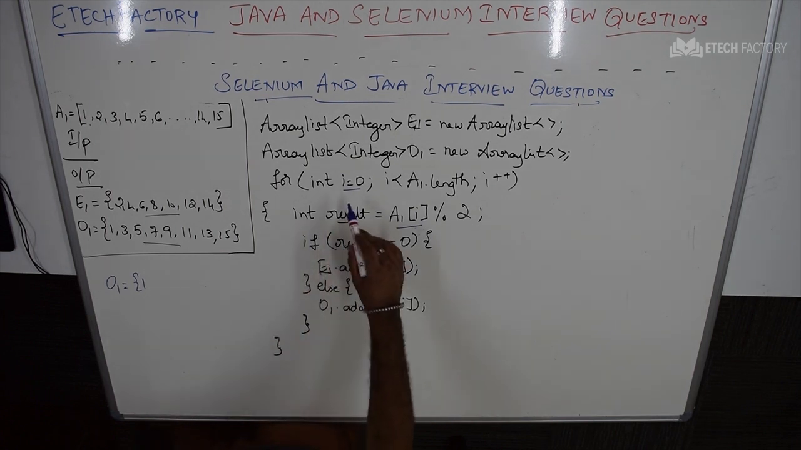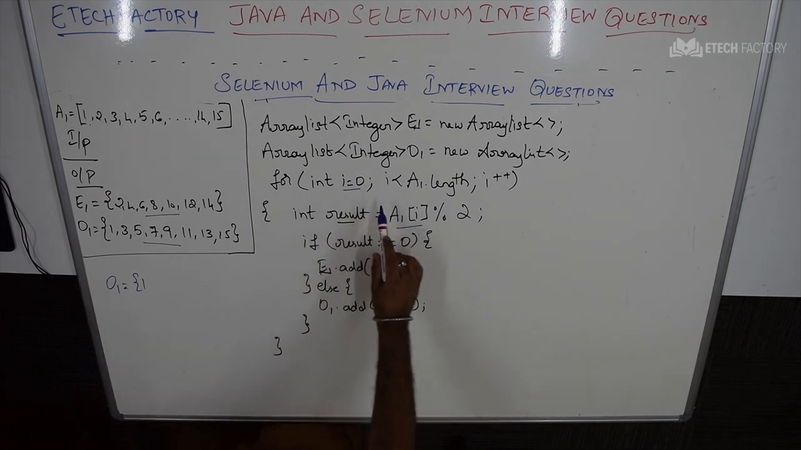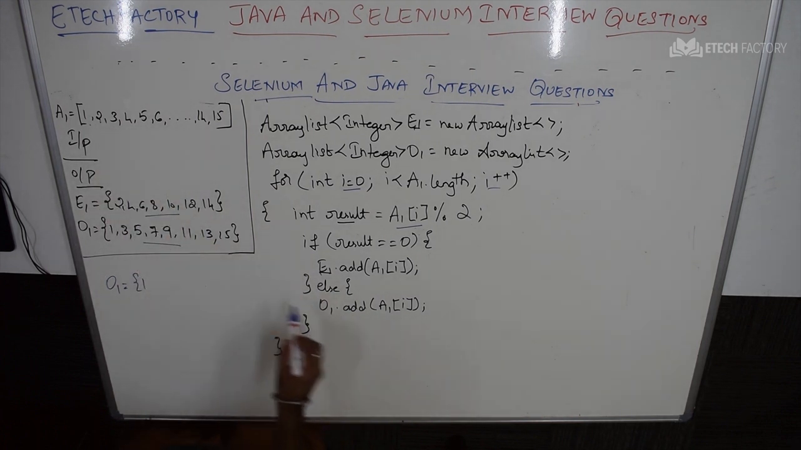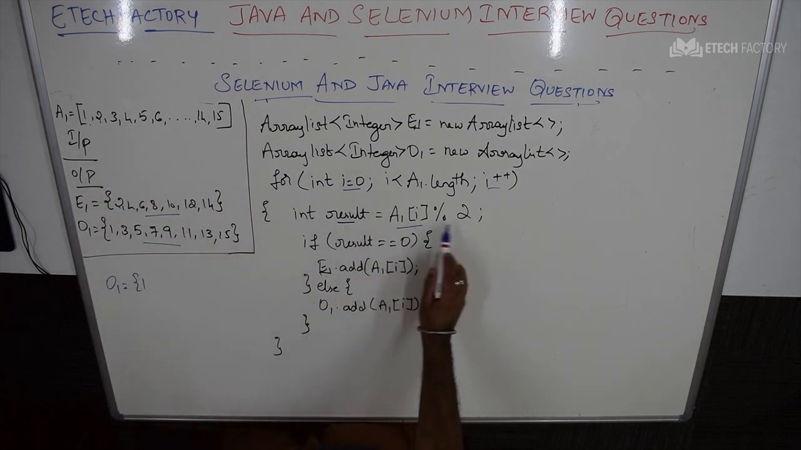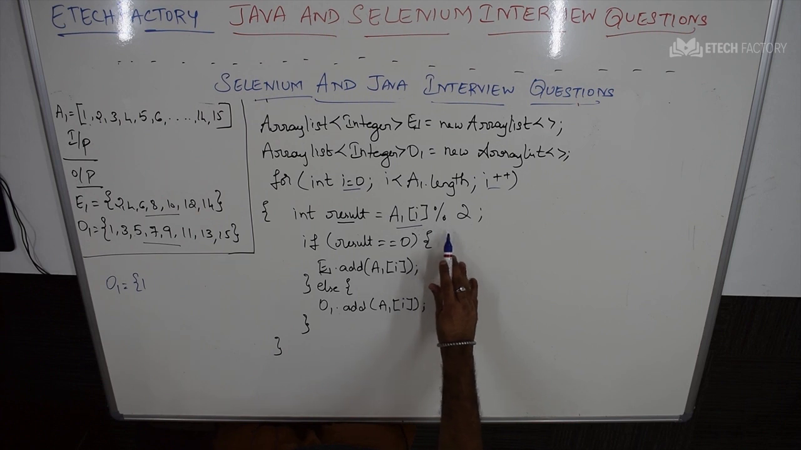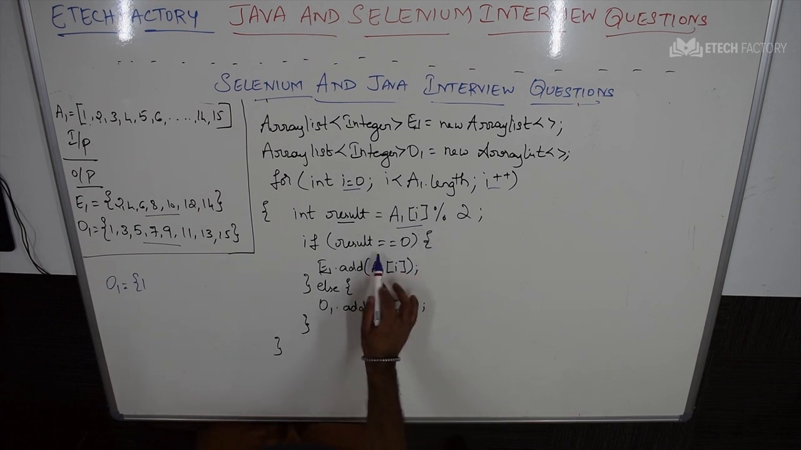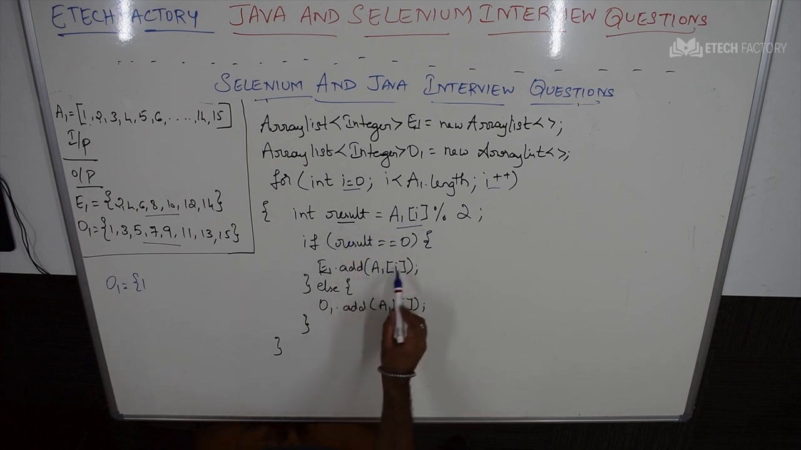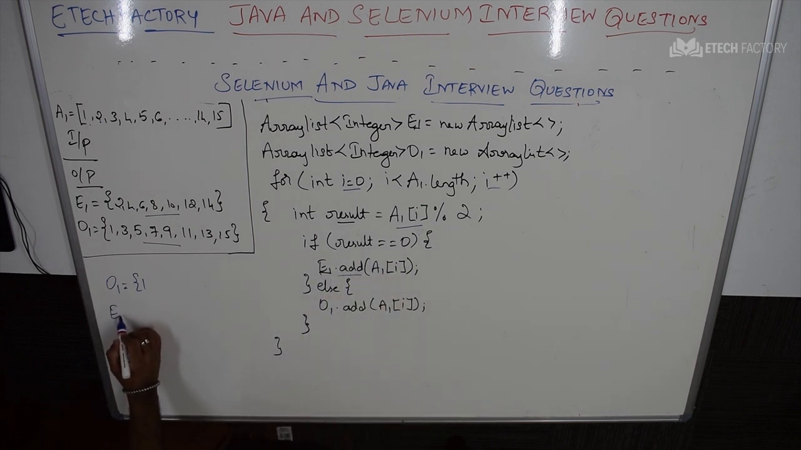Similarly, it goes to the next index. When it gets incremented here, the next number is going to be 2. So now 2 divided by 2 and the remainder is 0 here. It is going to check whether this result is equal to 0. Result is 0. So at that time it goes inside and it adds the same number to the even array list. So my even array list is going to get 2.